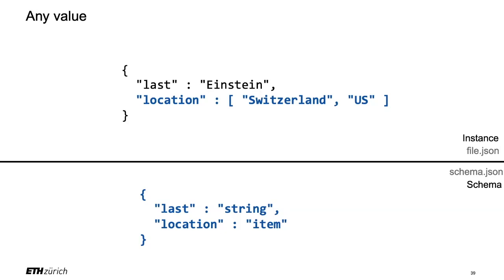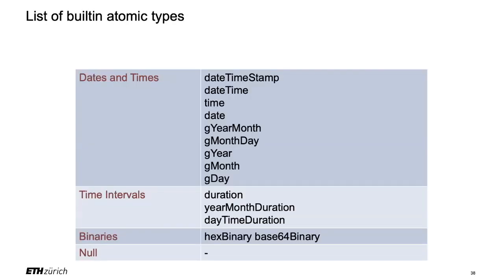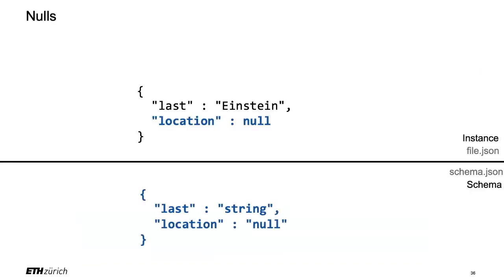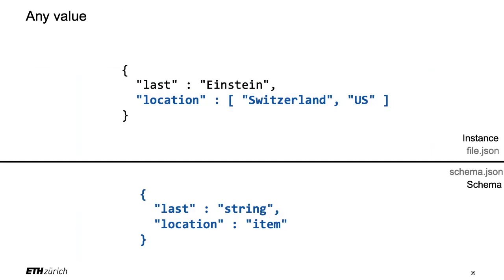Does the order matter? No, the order doesn't matter. So a question on the chat. As I told you, in JSON an object is a map. In a map, the order doesn't matter. So you can have, in that case, last Einstein, location null, or you can have location null, last Einstein, and that's just fine, right? Does it answer the question? It's a very good question. But in an array, the order actually makes a difference.